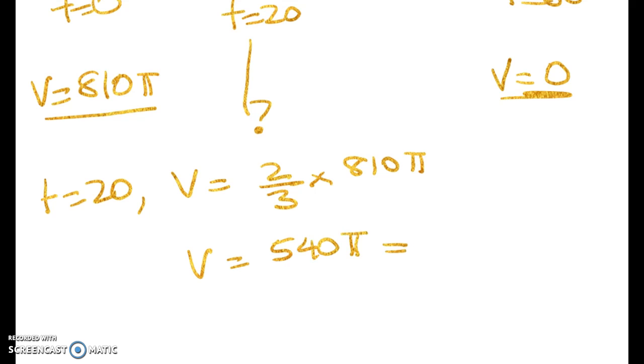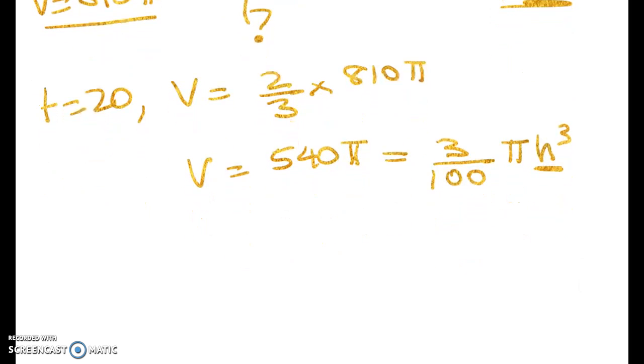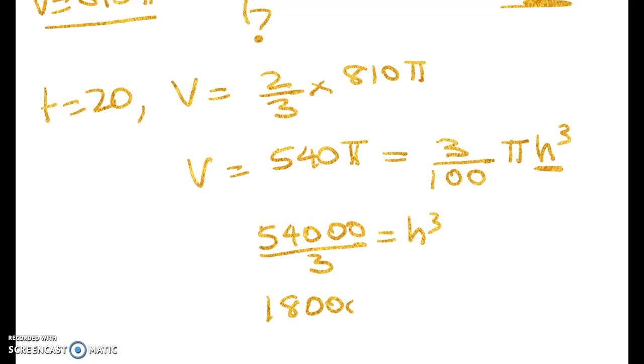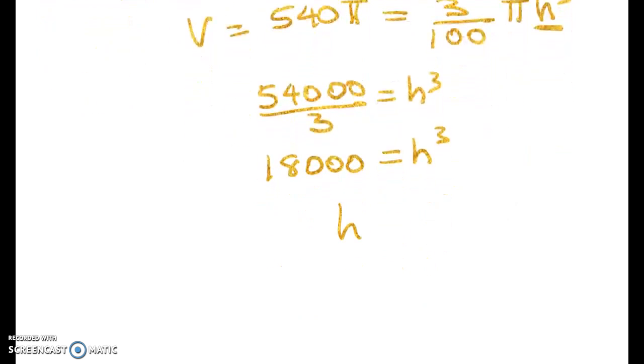And we now have to solve this to get the height. Our volume equation was 3/100 pi h cubed. That's from up above, after we'd got rid of the r. So solving that, I get 540 times 100 over 3 equals h cubed. h cubed is 18,000 cubic centimetres. So go and grab the cube root of that. We get h is equal to 26.2 centimetres.